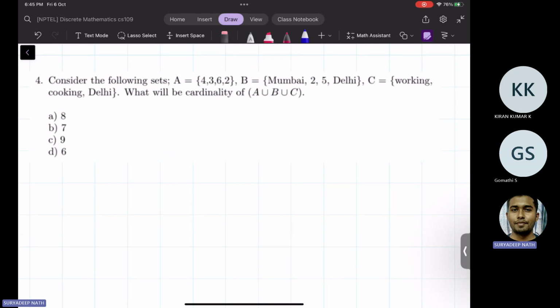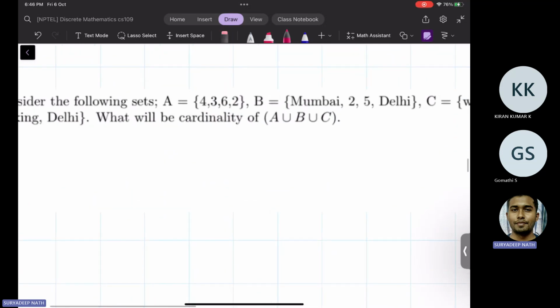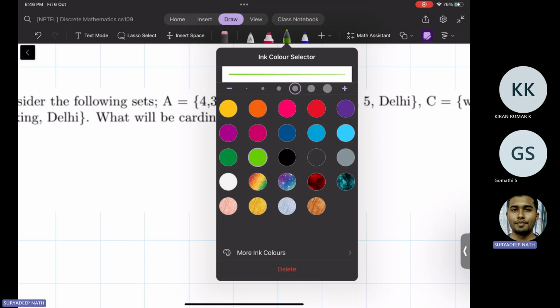So consider the following sets. We have A, B, C, and we have to find out the cardinality of A union B union C. When we take union, we do not repeat the elements in the set. So we select all the elements from A, B, and C, but without repetition. I'll show you which elements are selected. I'll color it with green.